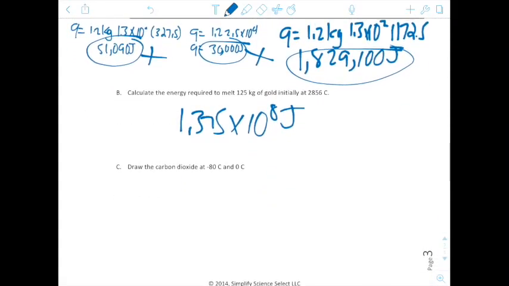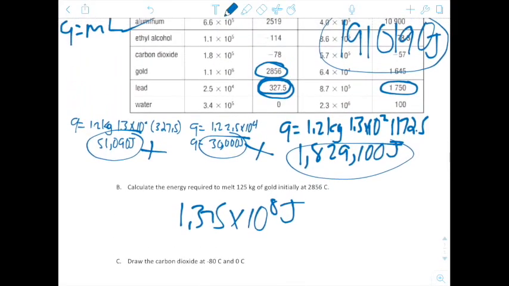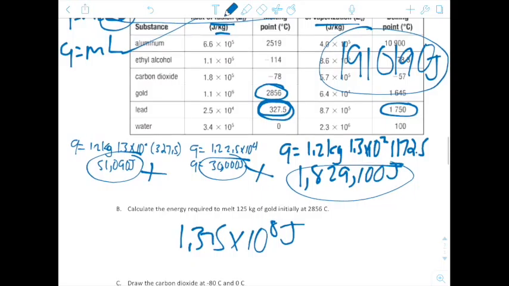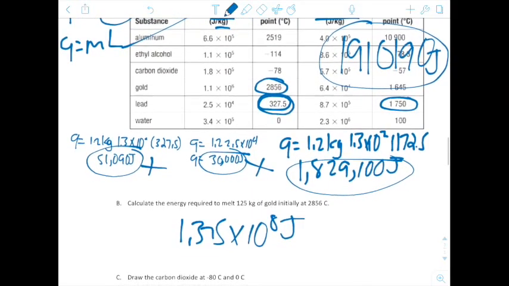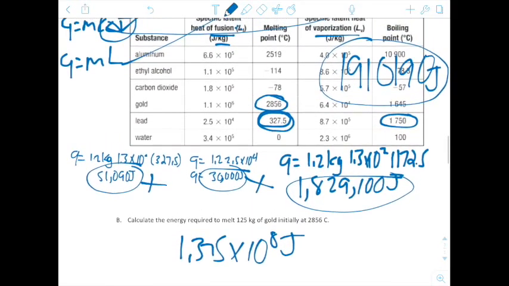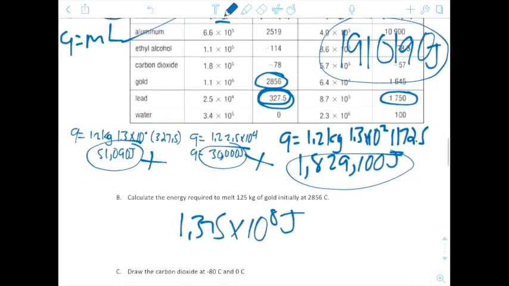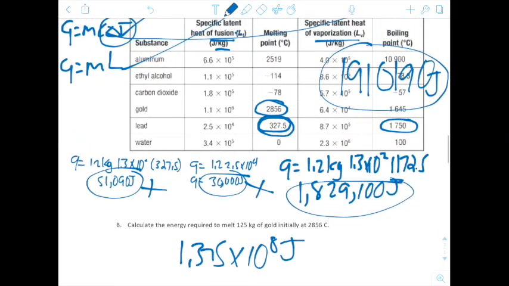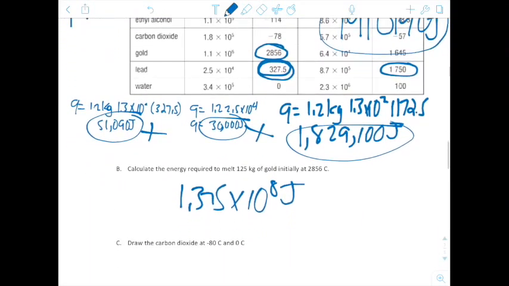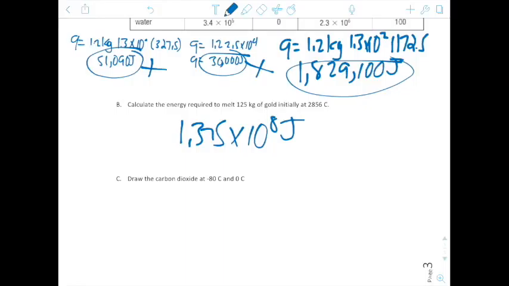C, it says draw the carbon dioxide at negative 80 and 0 degrees Celsius. So we're looking at carbon dioxide. Negative 80 means that it's going to be a solid, and then 0 degrees Celsius means that it will go ahead and be boiling, and so it'll be gas. So solid, it will be tightly packed together, and then as a gas, they'll be all over the place.